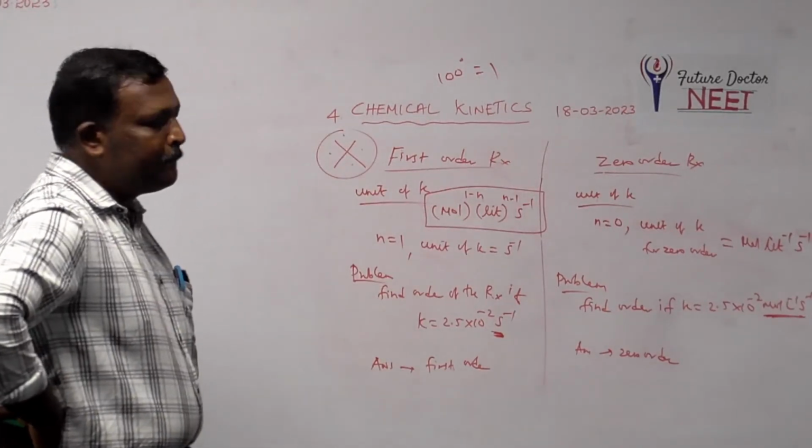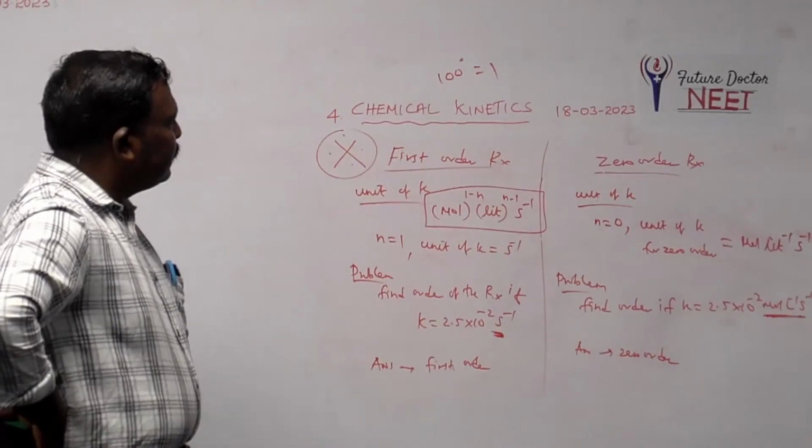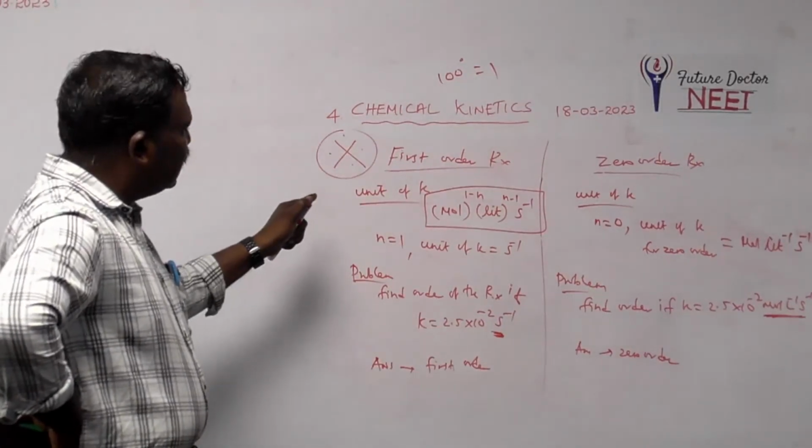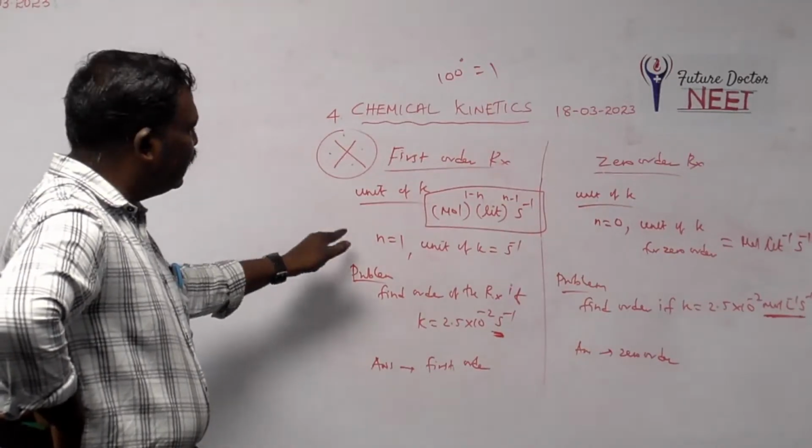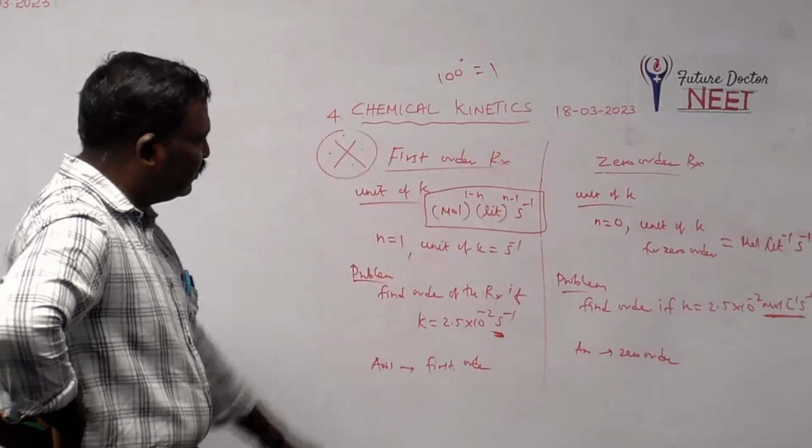Are you following? I gave the k value, then I gave the half-life period value, then I gave how to find out the unit of k. Understood? Okay.